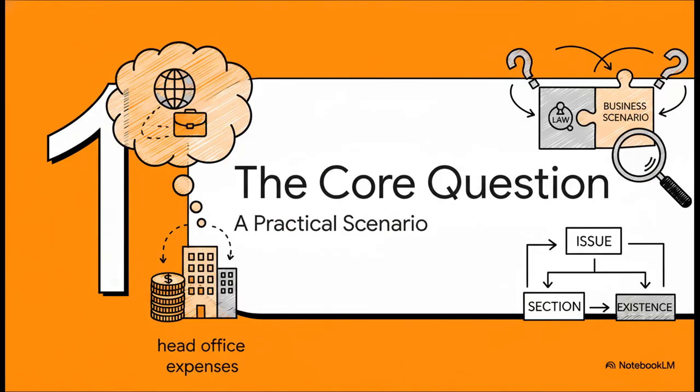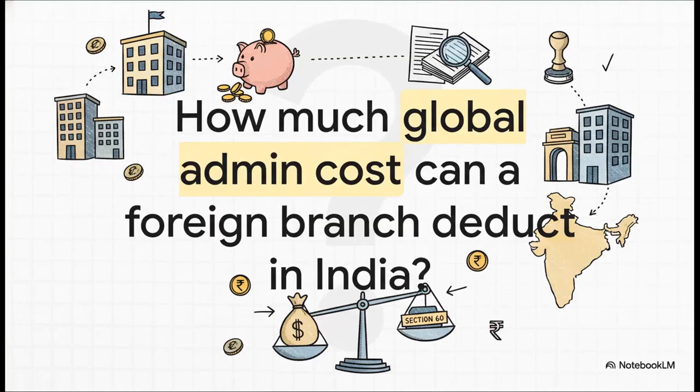All right, before we get buried in legal text, let's start with a practical, real-world situation. Framing it this way really helps to understand why this law even exists in the first place. So, here it is, the classic challenge for any multinational. Your head office is supporting operations all over the globe, including in India. The big question is, how much of that central cost can your Indian branch actually claim as a deduction here? This whole issue of fair allocation, well, that's exactly what Section 60 is designed to address.